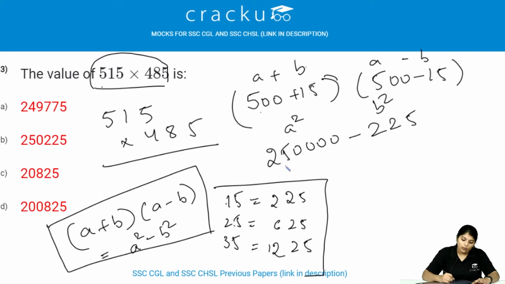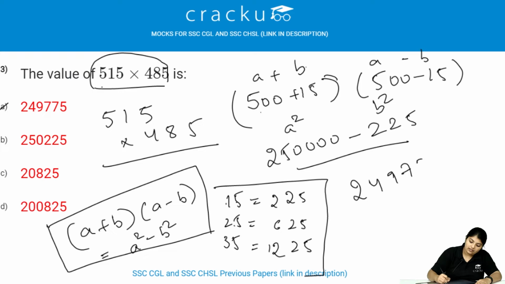And now 250000 minus 225. Let's subtract it. After subtracting, you get the answer as 249775.